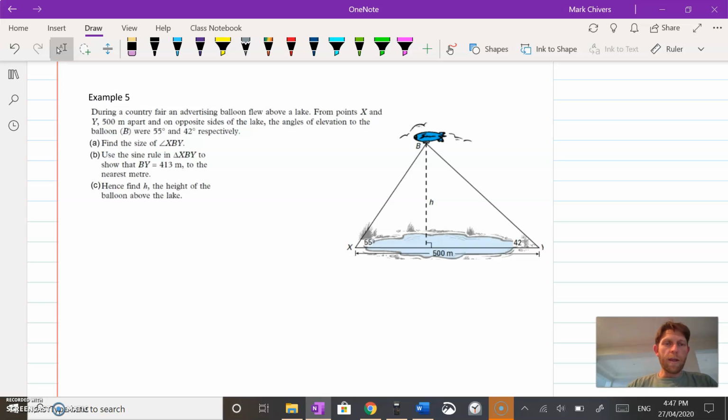Okay, and our final example we're given here is we've got an advertising blimp. During a country fair, the advertising balloon flew above a lake from points X and Y 500 meters apart, and on opposite sides of the lake, the angles of elevation are 55 and 42 degrees.